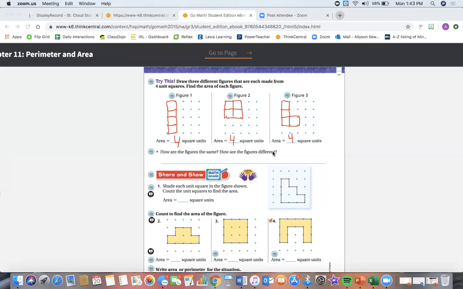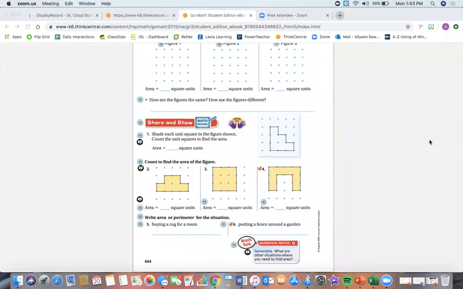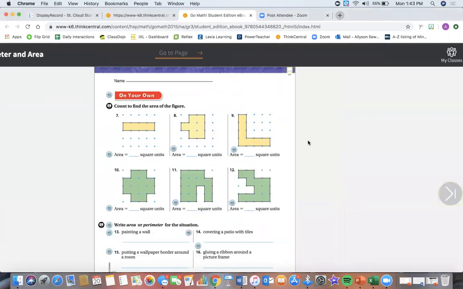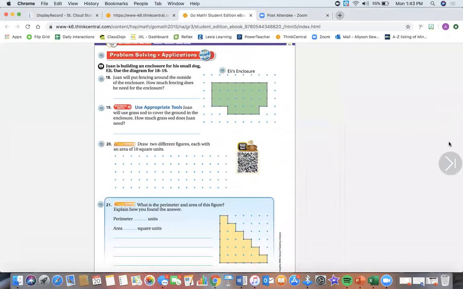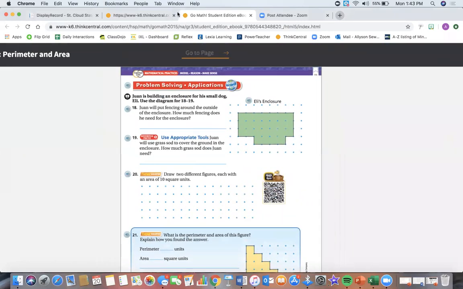All right, so go ahead and try the rest of this page, and then if you're up for a challenge, go ahead and do your problem solving page. All right, have fun. Call me if you have any questions.